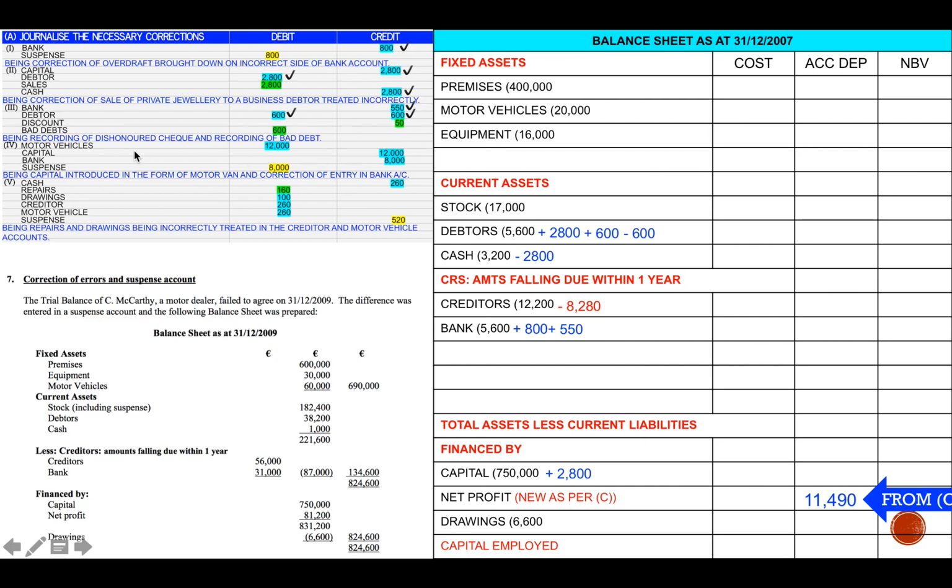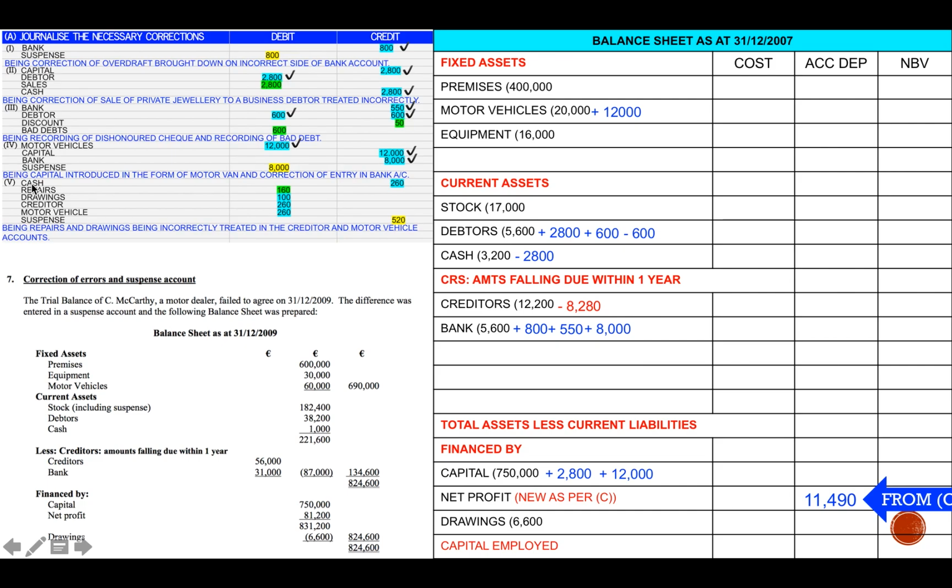Then in number 4, we have motor vehicles. Motor vehicles are an asset. When assets increase, we plus. Okay, so when assets are debited, we plus. So motor vehicles plus €12,000 there. Then we have capital, and that's on the credit side. Capital is a liability. So liabilities, when they increase, when they credit, we increase. So plus 12,000 there. Then we have bank. As we know, our bank account is already an overdraft, which is a liability. So this is showing that the liability is increasing. So bank plus 800. So that's a bank overdraft plus 800.